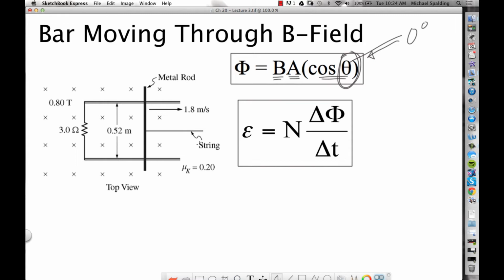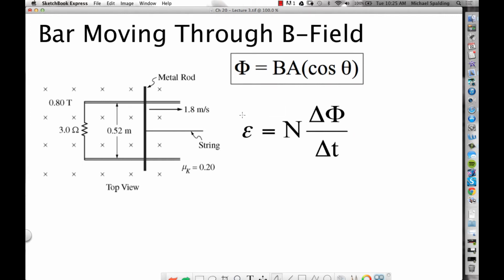The other extreme would be if the magnetic field were coming across the loop like that. What would be the angle there? 90, and cosine of 90 is 0. That would be 0 flux because the flux can't get in. So anyway, all of this starts out with flux. Flux is the key idea here. Now, flux by itself, not very interesting. When does flux become interesting? When it changes, which brings us down to the next equation.